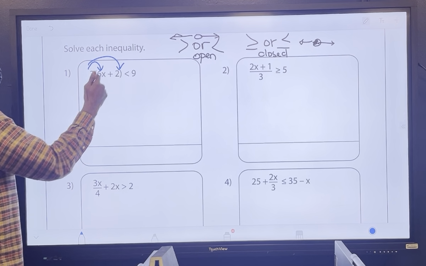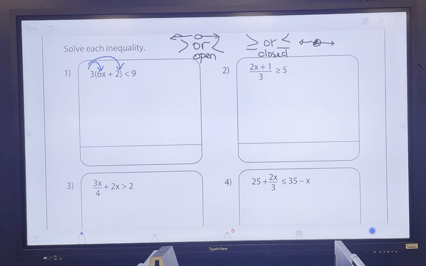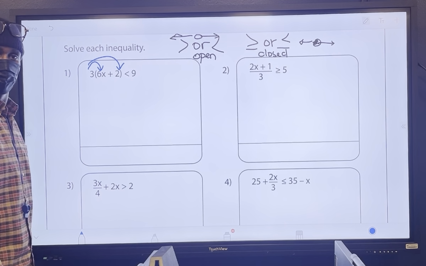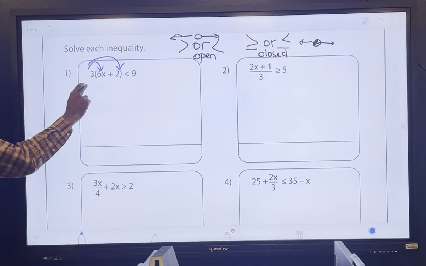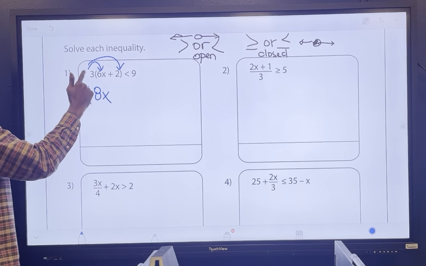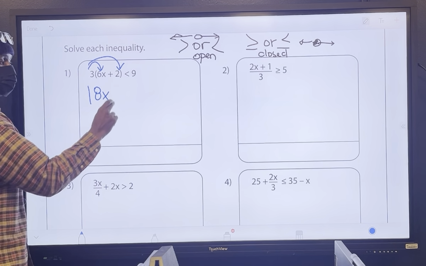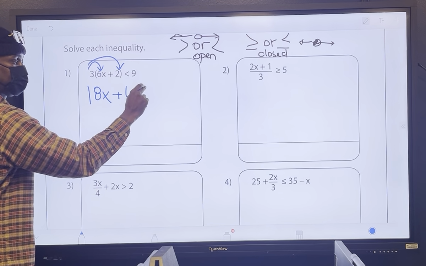Both terms inside the parentheses. So let's pick this up. 3 and 6x is going to make what? 3 times 6 is 18x, good. That's going to give you an 18x here. And then 3 and 2 plus 6. Now that's going to be what?